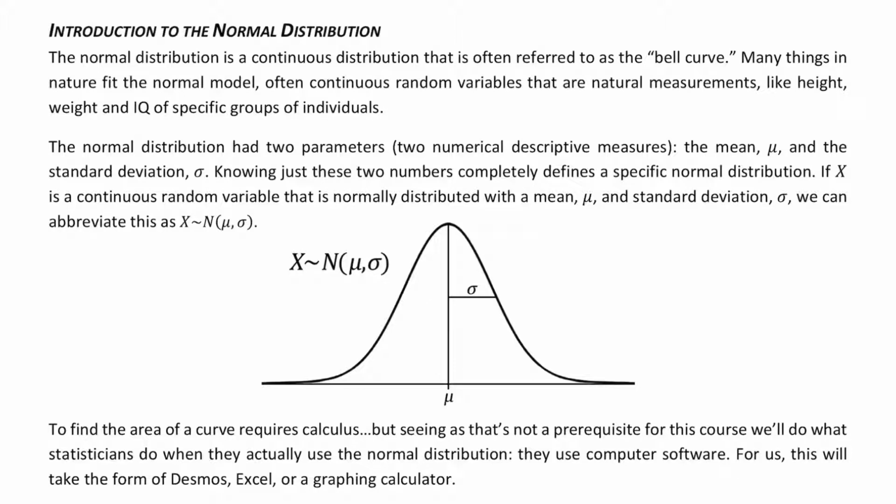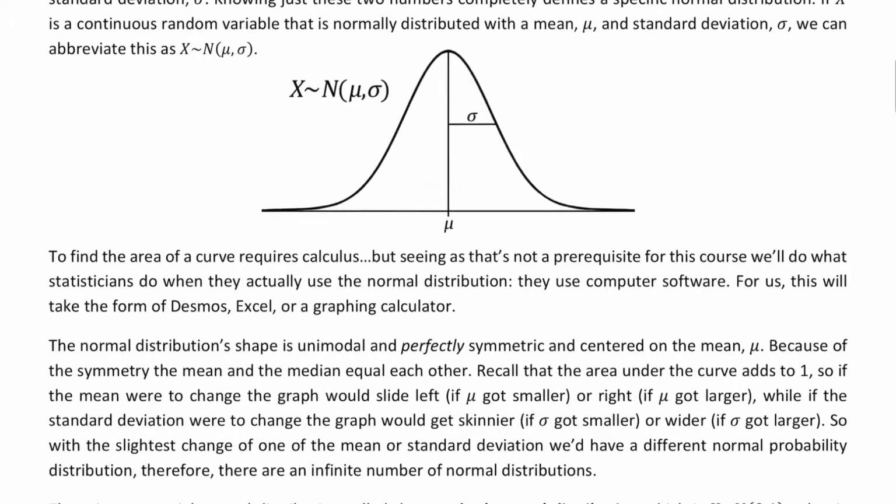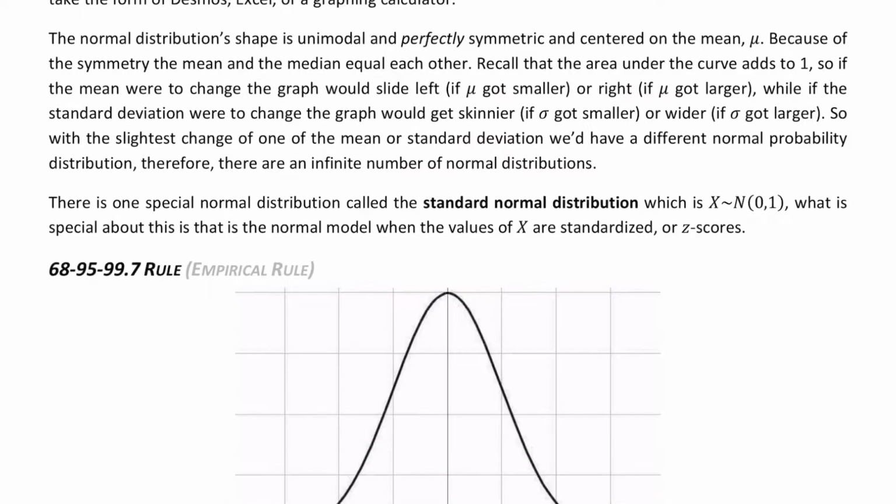Today's lecture is about understanding this normal model and applying a rule to help us approximate the values within this normal model, called the 68-95-99.7 rule. This section of text just reminds us that the mean and the median equal each other because the distribution is perfectly symmetric. It also tells us that there's an infinite number of normal distributions.